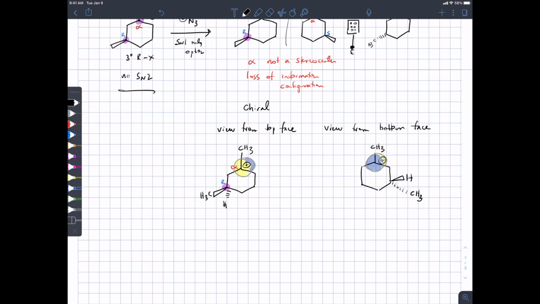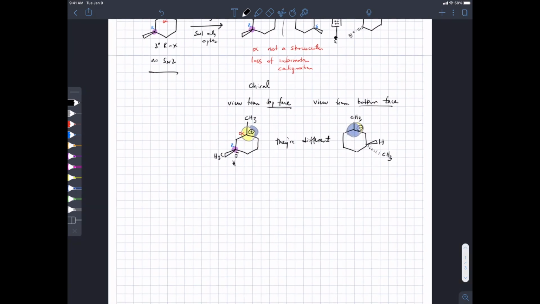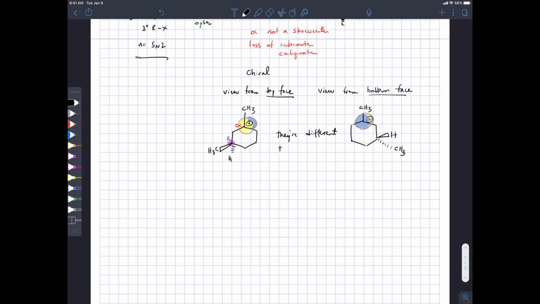We don't know whether one would be more favorable than the other. I might predict that the one on the right, approach from the bottom, might be faster. We don't really have to decide that. We just know they're different. The two faces, the top face and the bottom face, are different. And that means they don't have to be attacked to the same extent.